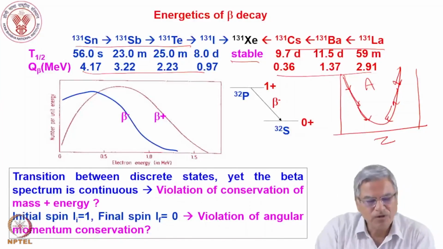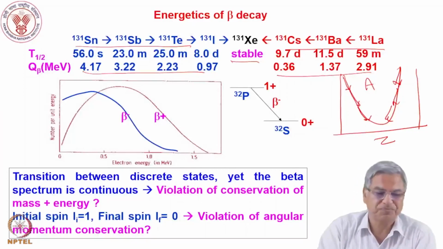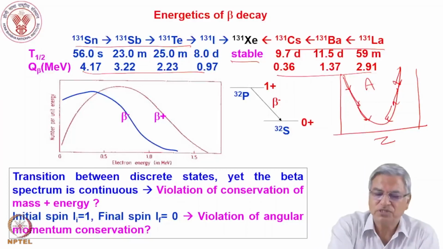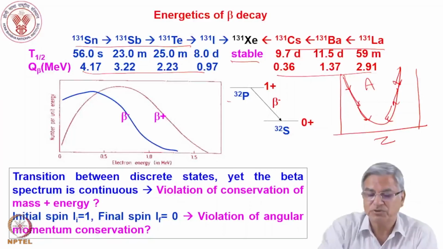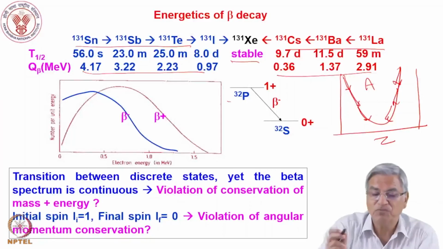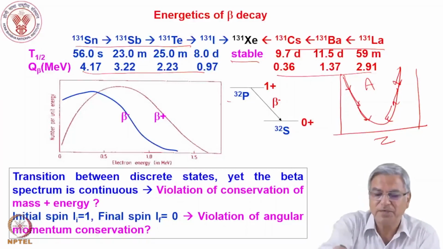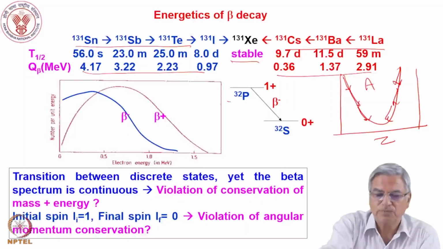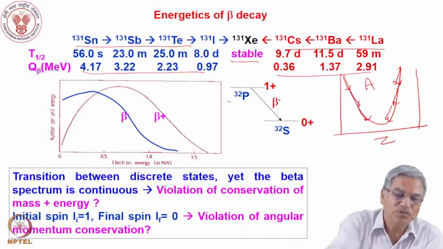One of the important observations of beta decay was that the beta spectrum is continuous. I have given an example here. Phosphorus 32 has a spin of 1 plus and undergoes beta minus emission to sulfur 32, which has a spin of 0 plus. So the beta decay is taking place between two discrete states, the ground state of phosphorus 32 to that of sulfur 32.